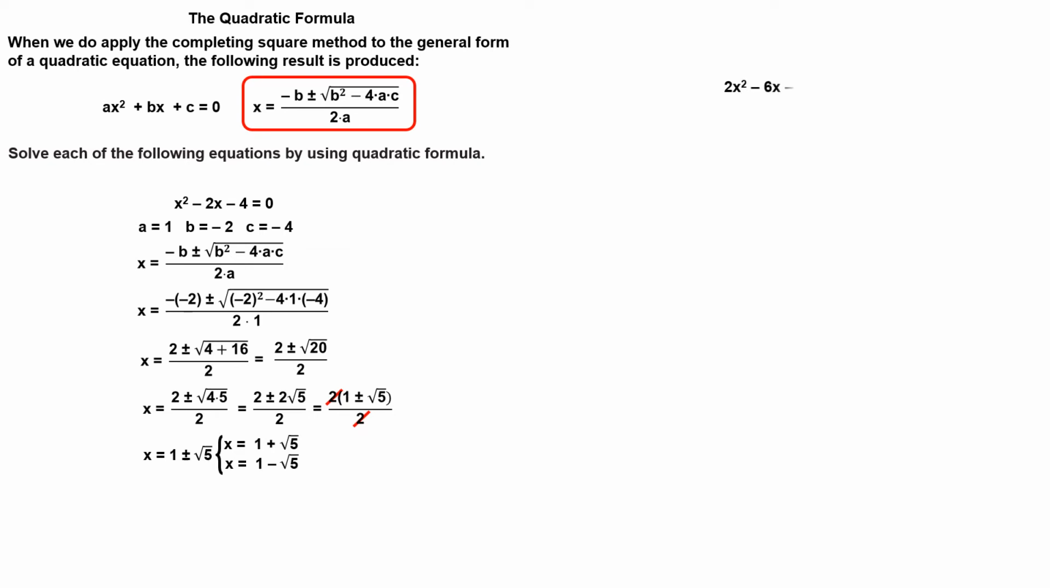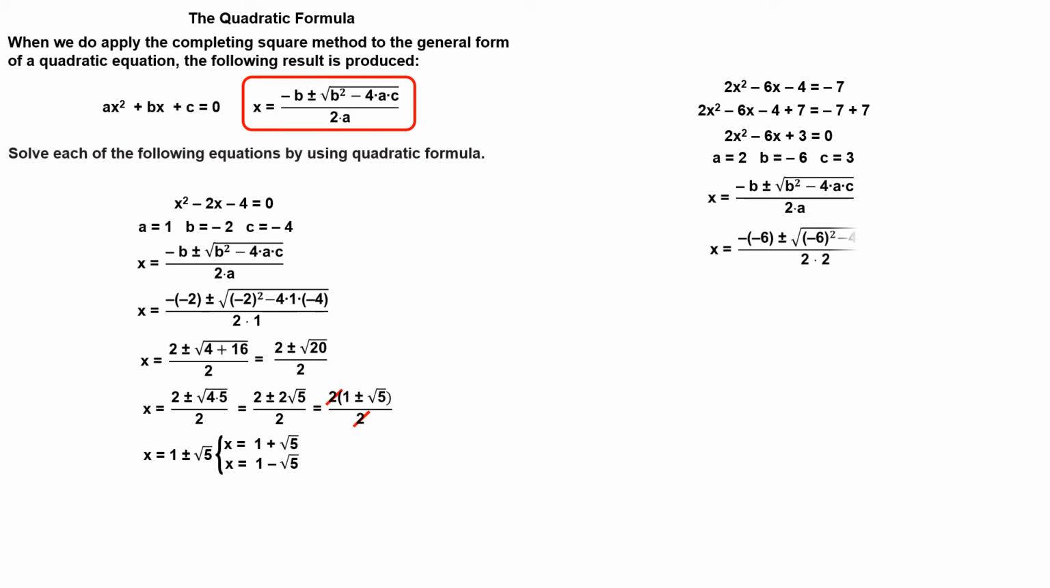To solve the next equation, first of all, write the equation in standard form, moving minus 7 to the left-hand side. In this equation, a is 2, b is minus 6, and c is 3. Take the quadratic formula and substitute these values into the quadratic formula. I will solve this equation step by step.